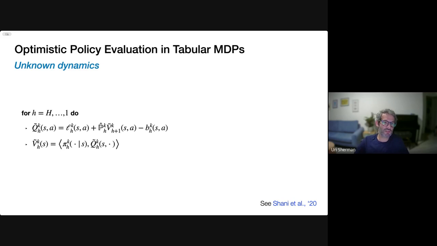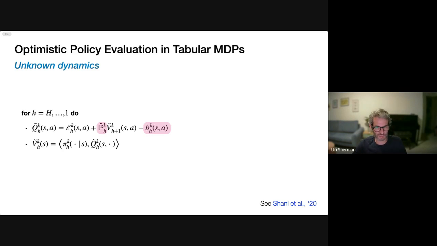Okay, so now what changes when we move to the unknown dynamics case? This was presented in a work by Shani et al. from 2020. So they proposed this natural version of policy optimization, which they termed optimistic policy optimization. Here the optimistic policy evaluation step is basically the same as it was before, only that we have two changes. So first, of course, we don't have the dynamics.